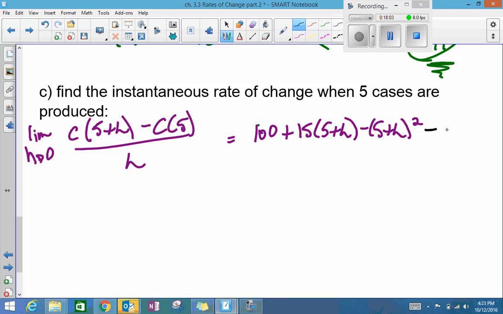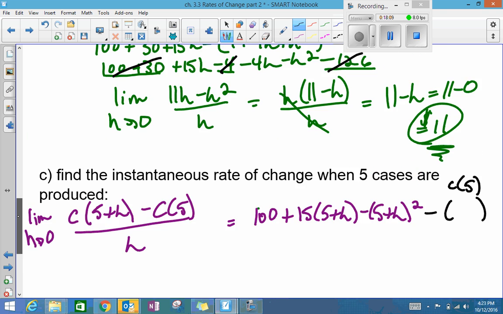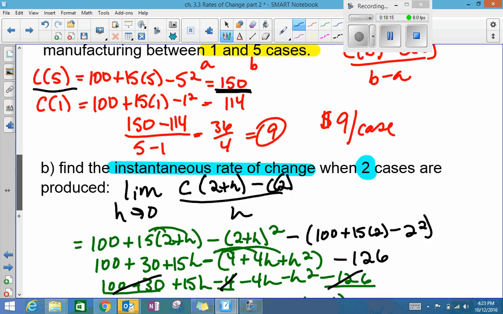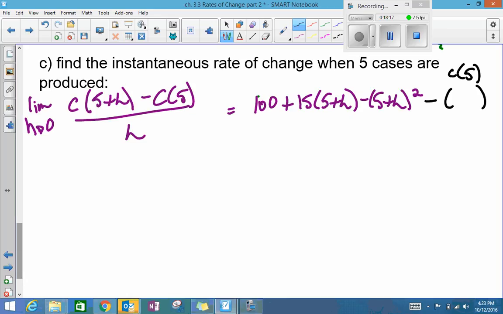and then minus c of 5, which I'm going to cheat just a little bit here because we already found c of 5 up at the beginning, and c of 5 is 150. It's still 150, so I'm going to go ahead and just use what we did earlier as part of our formula, as c of 5 is 150. Okay, so now we're going to simplify.